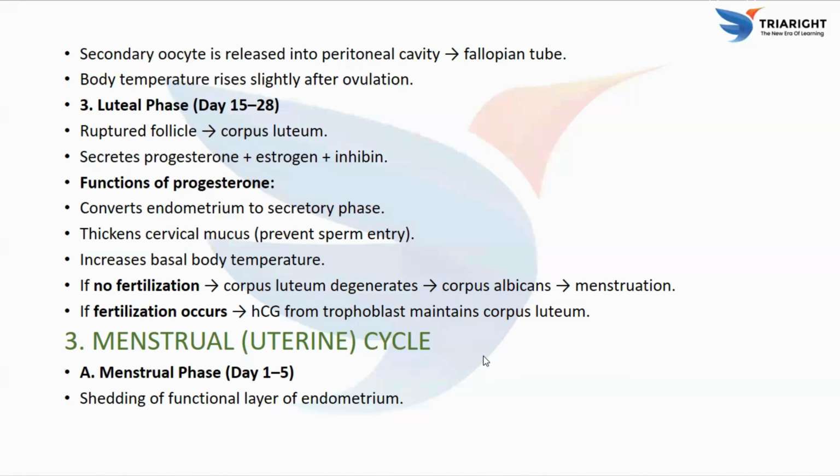Progesterone also increases the basal body temperature. After ovulation, the woman may notice a 0.3 to 0.5 degrees Celsius rise in the resting temperature. This is because progesterone increases the metabolic rate.